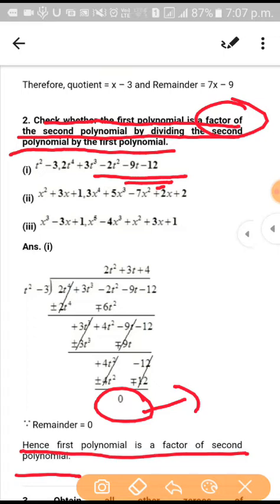Okay, it is the same as the first part, you have to divide only, nothing else you have to do. If the remainder is coming 0, yes it is a factor. If the remainder is not coming 0, it is not a factor.